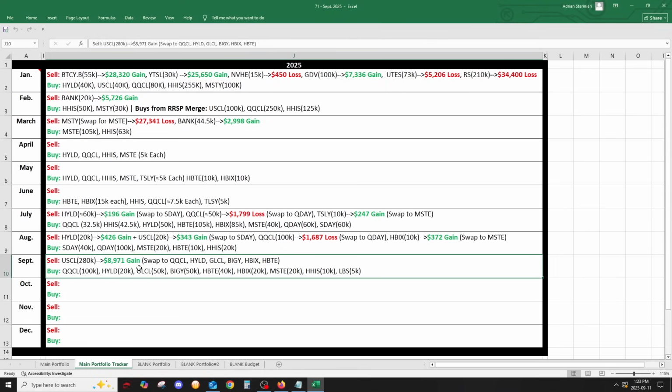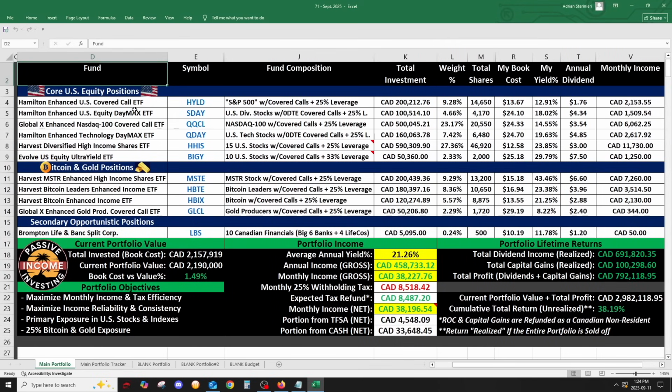So I decided to sell off my entire USCL position. This is the Global X S&P 500 enhanced, right? S&P 500 covered calls, 25% leverage. I decided to sell it off and swap it for a bunch of other stuff. So let me just be clear why I did that. It's a very specific reason, or a couple of reasons.